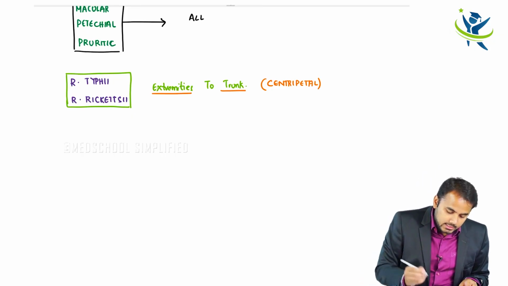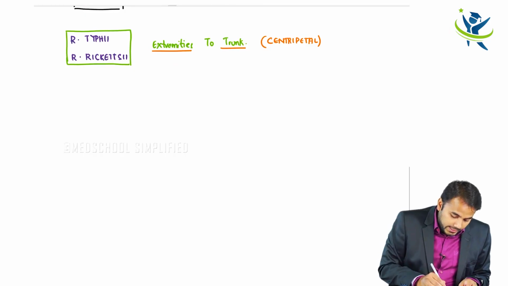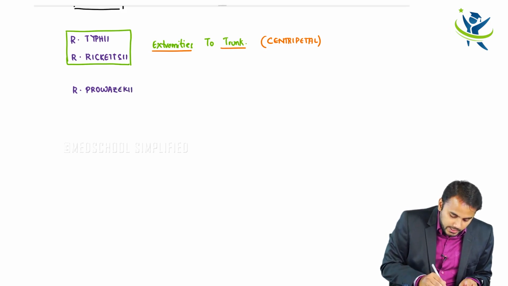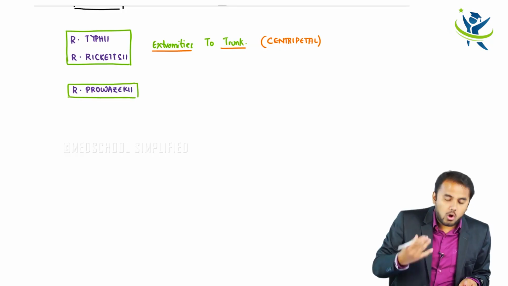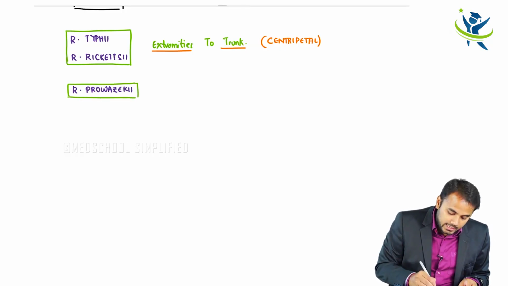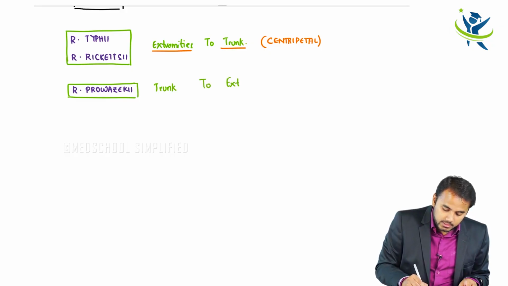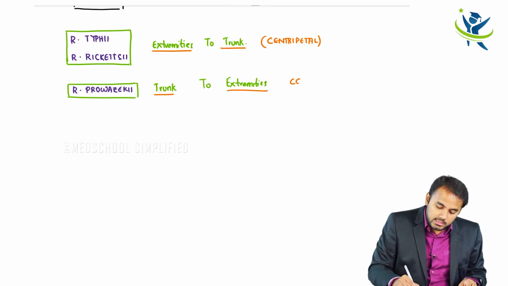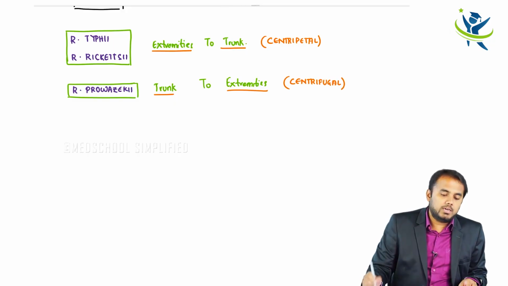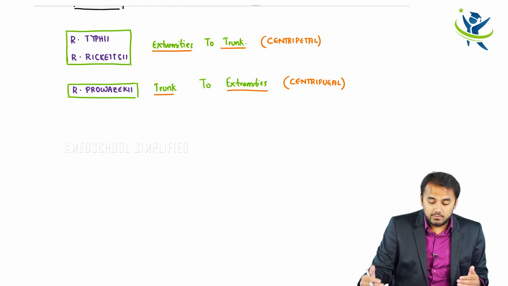Now, let us discuss another one, Rickettsia prowazekii. How does the rash spread? Anyone have any idea? Obviously, it will be the opposite of that. The rash spreads from the trunk to the extremities, right? So what type of spread is this, from the trunk to the extremities? This is called centrifugal spread.